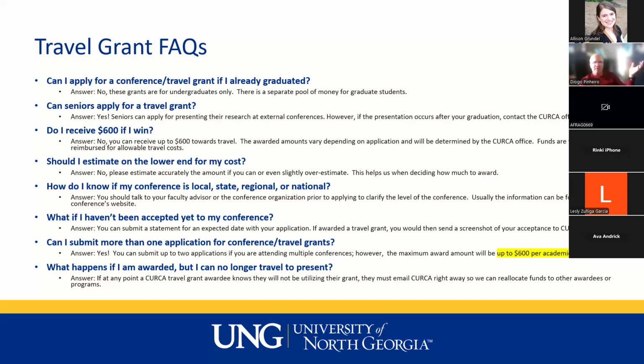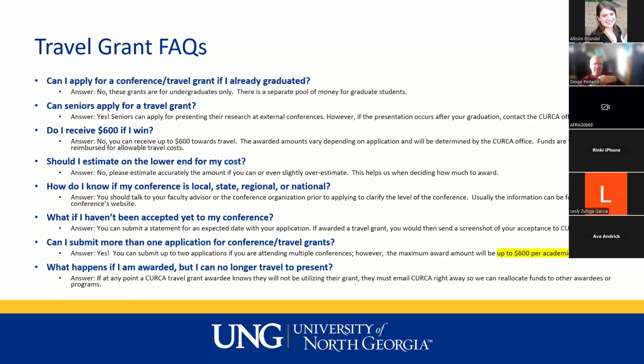How do you know if your conference is local, state, regional, or national? You can always talk to your mentor if it's not obvious, right? Georgia something something is going to be a state conference, right? A Southeastern something something is going to be a regional conference. But if it's not immediately obvious, talk to your mentor, right? If you haven't been accepted to your conference, you can still apply. Just send that estimate of when you expect to hear from them, right?